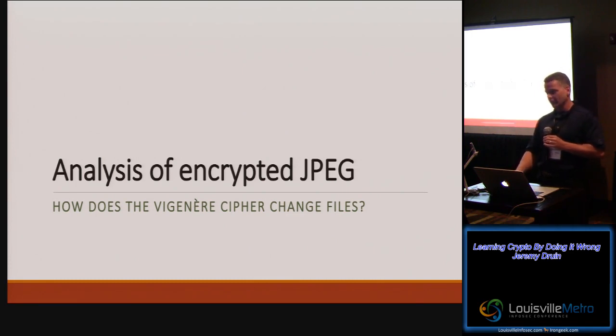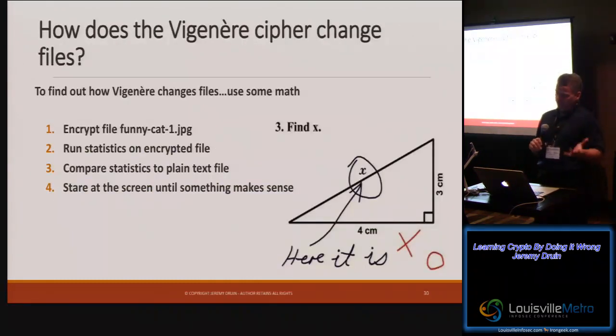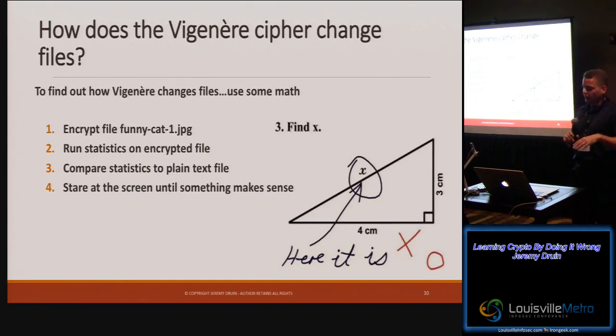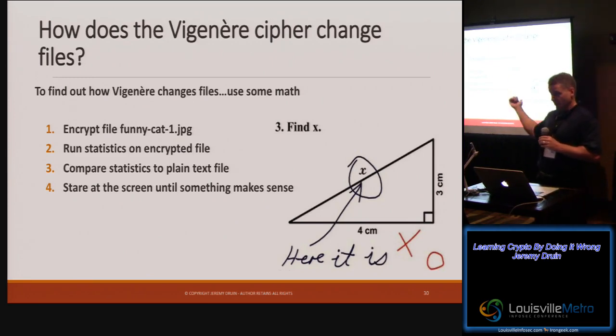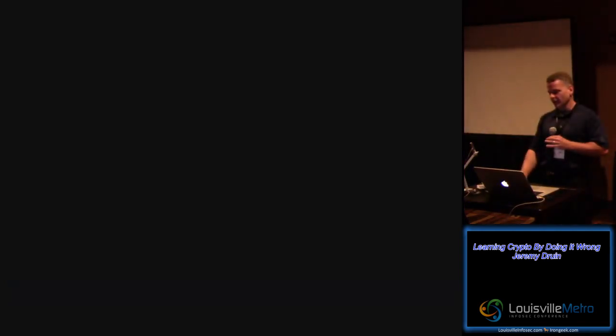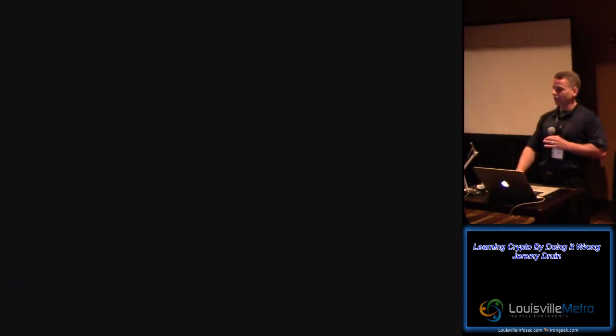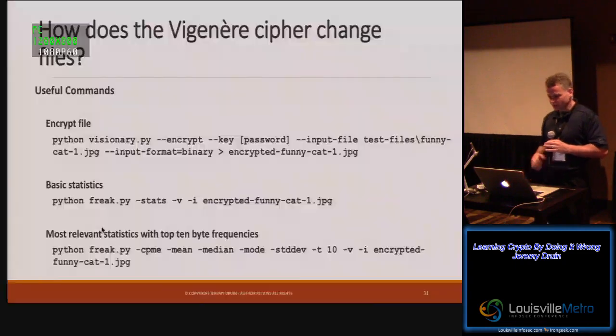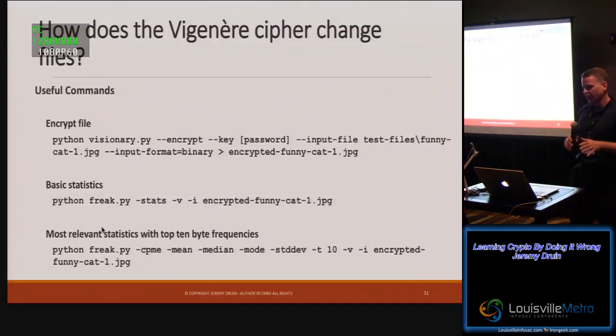So now we look at the actual JPEG files after they've been encrypted. Again, we bust out the math. We encrypted FunnyCat1, ran the statistics on it, and then we're going to compare those statistics against the stats we just ran on the plain files and see what differences there are between the two. And if that doesn't work, we'll try a different JPEG and see if we can learn from that.